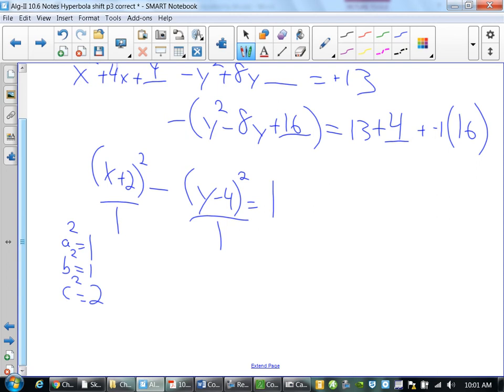So you know when I set up that a squared and b squared are the same, they're both equal to 1. With an ellipse it's plus, and the hyperbola is the same, except that c squared equals 2. Yes, that's right, equal to 1.